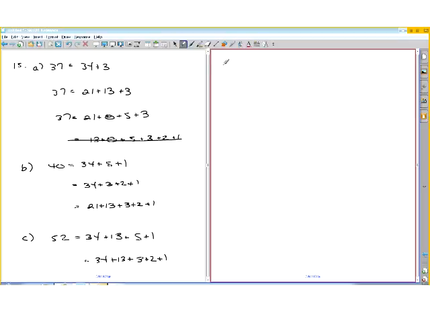Okay, let's look at 18. For any prime number p except 2 and 5, either f sub p plus 1 or f sub p minus 1 is divisible by p. Show this is true for the following values of p. Okay, so part A is p is equal to 3.